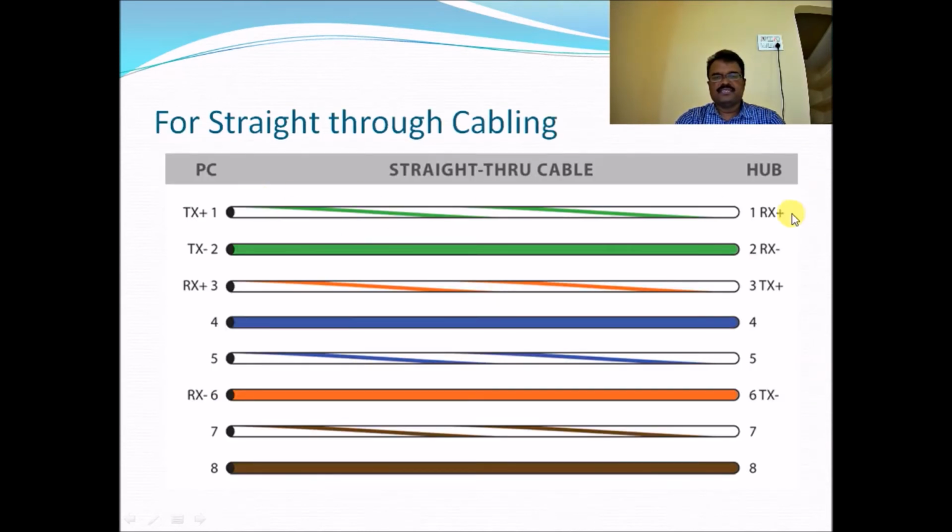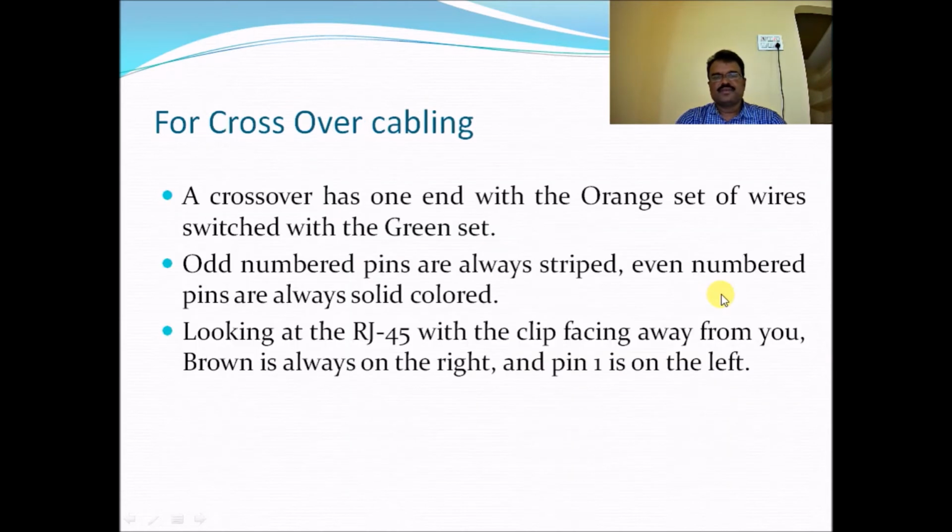So this is the arrangement. Pins 1, 2 are used for transmitting the data on the PC side, and here 1, 2 are used for receiving the data on the hub side. Pin 3 is also used for receiving, and 4, 5, 6, and 7 and 8 are also used for receiving and transmitting. Whatever wire arrangement we make on the PC side, we make the same wire positions on the other side. This is called straight through cabling.